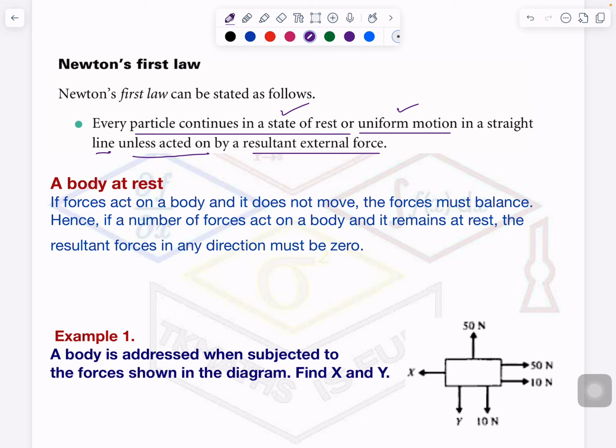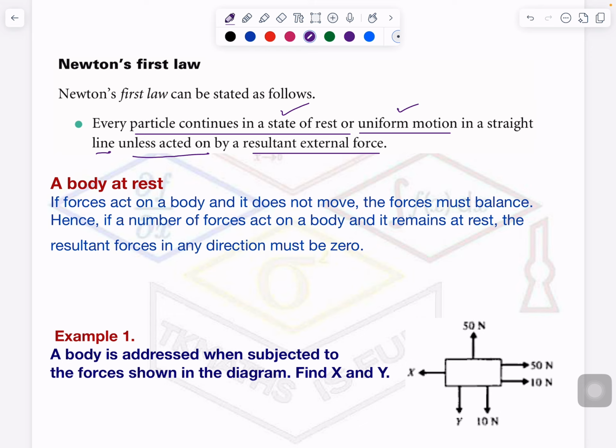What is Newton's first law? Newton's first law says every particle continues in a state of rest or uniform motion in a straight line unless acted on by a resultant external force. So basically we will see two things here: when the thing is in a state of rest, or when it is in a state of uniform motion. So I've taken two examples.